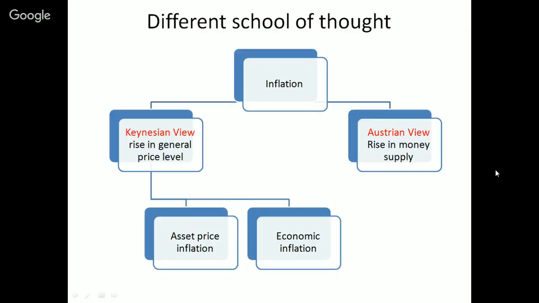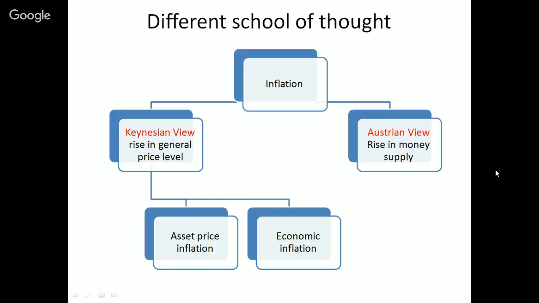Okay, so looking at you, I can actually make out that you prefer Austrian economics on any day. Yeah, sure. I'll explain why it's so interesting. Coming to inflation, as I said, there are two schools of thought: the Keynesian view and the Austrian view. Now, the Keynesian definition is very simple. All it says is, a rise in the general price level is inflation. Yes, the general price level is measured by CPI, the Consumer Price Index.